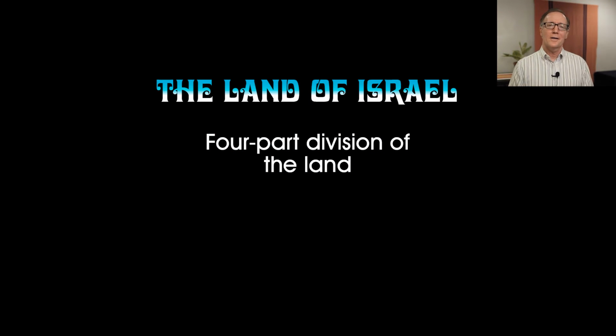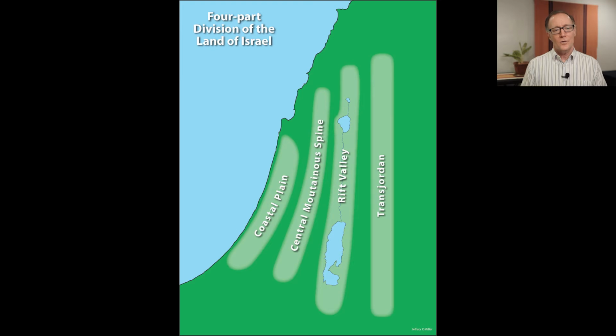We're going to look at Israel divided up into four sections. I call this the four-part division of the land. So we're going to have four strips, so to speak: the coastal plain, the central mountainous spine, the Rift Valley, and then to the far east would be the Transjordan. So let's look at each of these areas or sections or regions of the land of Israel.